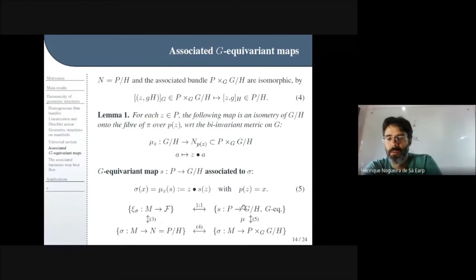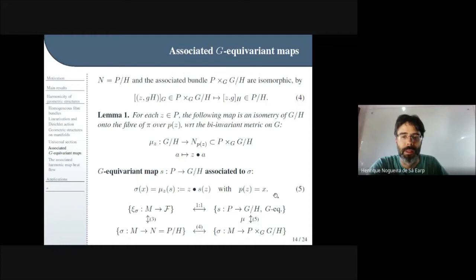If you compose all of these one-to-one correspondences, then indeed we can see that to each geometric structure there corresponds, injectively, indeed bijectively, a G equivariant map from the total space of P to the actual quotient of G by H, okay? And the whole trick of the analysis we carry on later is that the harmonic section flow for these, in fact, translates into a flow for the G equivariant maps. And that allows you to draw some analytic conclusions by looking at these maps.